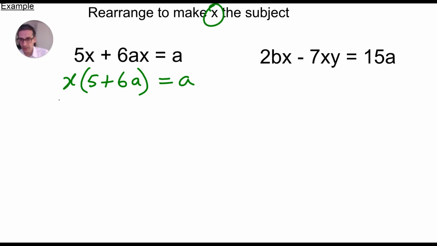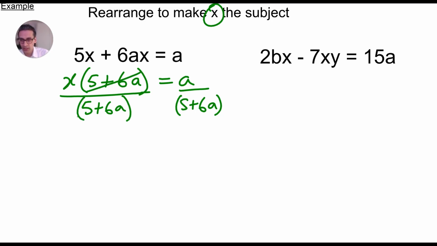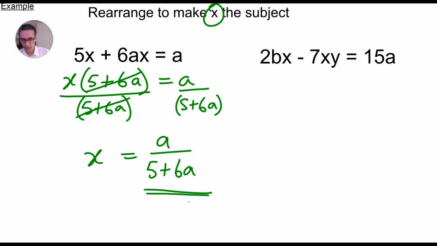Now I want to isolate x, so I'm going to divide by the whole bracket, 5 plus 6a, divide by 5 plus 6a, keep the brackets as well. So this cancels out, so you're left with x equals a over 5 plus 6a. Do not separate that into two fractions. That is your final answer. Okay, question on the right.